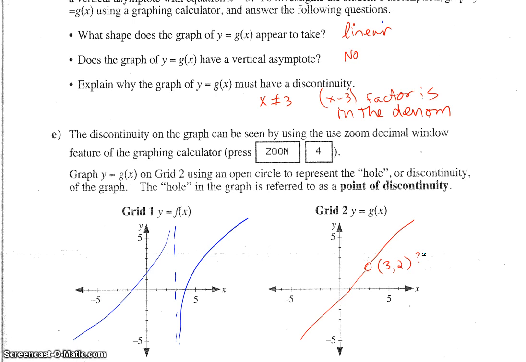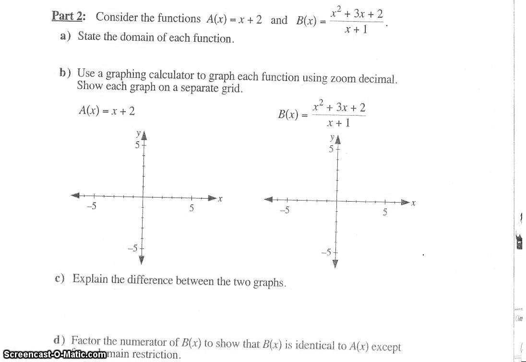Okay, so next page. We have two new functions. We have a of x equals x plus 2, a linear function, and we have b of x equals x squared plus 3x plus 2 over x plus 1, a rational function. State the domain for each function.